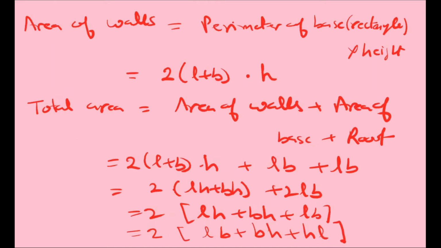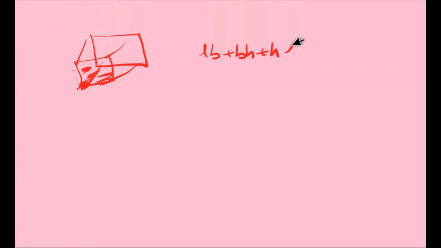Okay. Now you can see here at a corner how many faces intersect. At a corner, this is a face, this one is a face, and this one is a face. How many faces? 3 faces. L into B, this area, and B into H, this area, and L into H, this area. Meeting at a corner, only 3 faces, and their area is LB plus BH plus HL, at a corner.